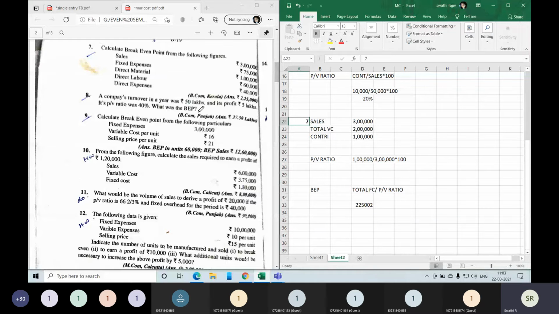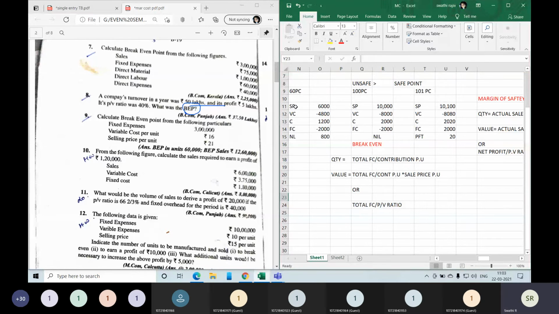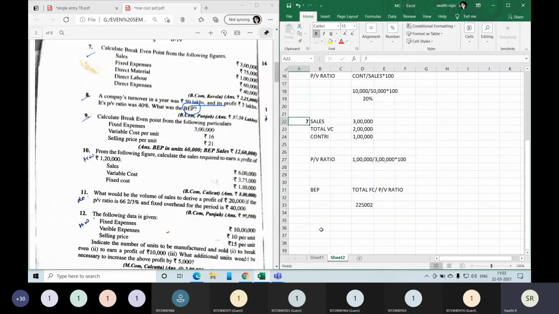Company's turnover in a year was 50 lakhs. Turnover is nothing but your sales. This is visible, no, for you people? Sales. Profit is also given to you as 5 lakhs. Now, PV ratio is also given. They are asking you your break-even point, BEP. So what all have they given you? They have given you sales, profit, and then PV ratio also. So with PV ratio, what can you find?